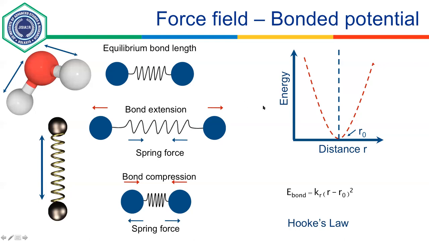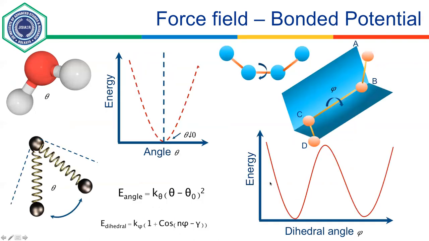Energy penalties are associated with the deviation of bonds away from their reference or equilibrium values. The energy penalties can be calculated using this equation. I think you can remember this equation is nothing but Hooke's law. Similarly, for angles, energy penalties are also added if there is deviation from the equilibrium position. So this is the equation for the energy penalties calculated due to deviation of the angle.